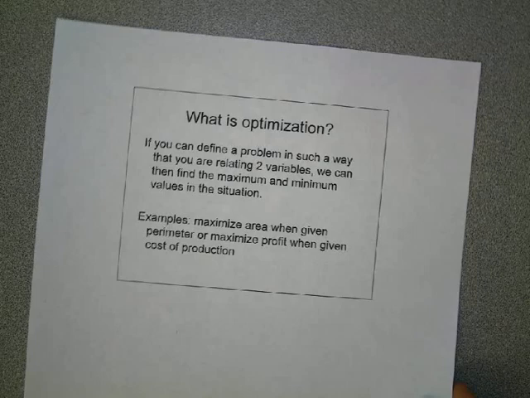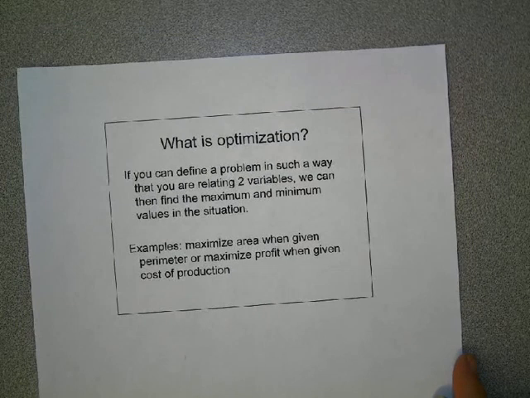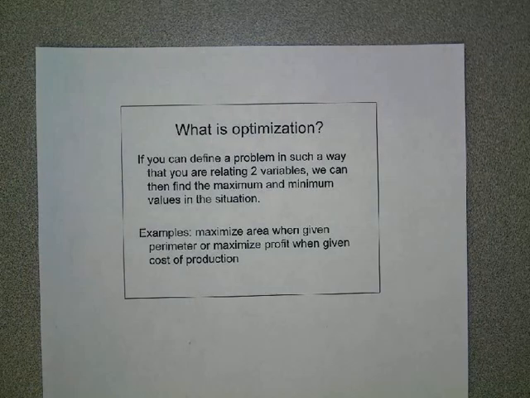So you might ask yourself, what is optimization? Well, if you can define a problem in such a way that you're relating two variables, then we could find the maximum and minimum values in the situation, just like we've been doing with any function. Examples of ways we could use this: we might maximize area if we're given perimeter. We might maximize profit when we're given the cost of production. A biggie is to maximize volume or minimize surface area. There's lots of different ways we can use this.